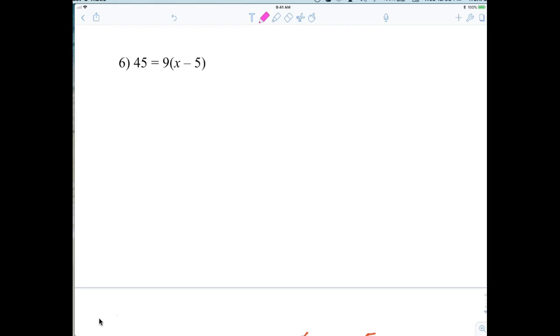You should divide by 9. It's obvious. And it makes the problem so much easier. All right, so we're going to divide by 9. So what do I get? Yes. So 5 equals x minus 5. Now what? So x equals, come on guys, you should be able to do that pretty quickly now.